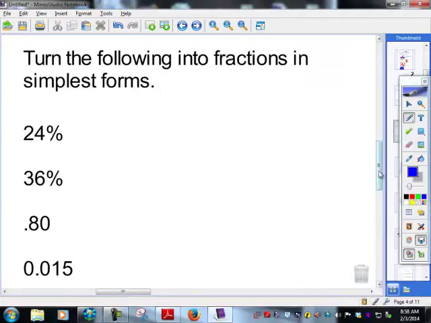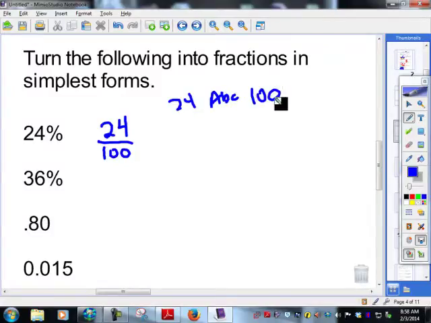Okay. Turning anything into a fraction in simplest form. Now the percentages are easy, very easy, right? Because you know that all percentages are over what? 100, absolutely. And then from there, you can just type in 24 over 100, and I think that simplifies to 6/25. I will not accept 24 over 100. It has to be in simplest form. Do we understand that? Yes. Okay, that's the first thing.